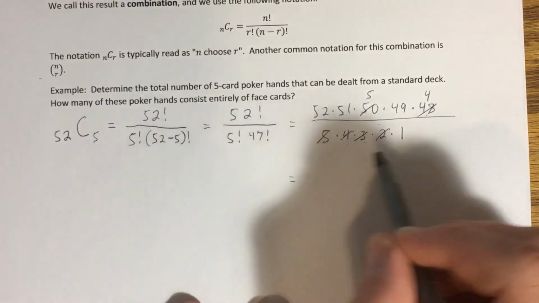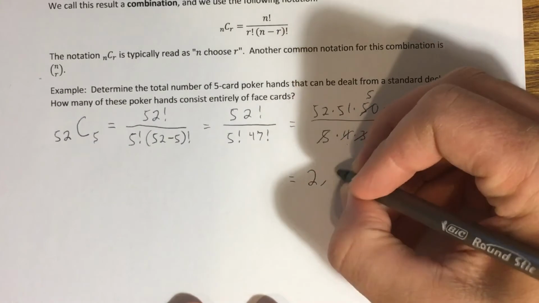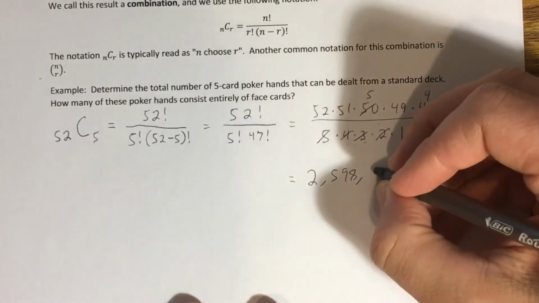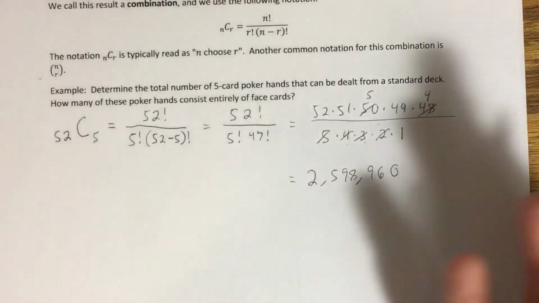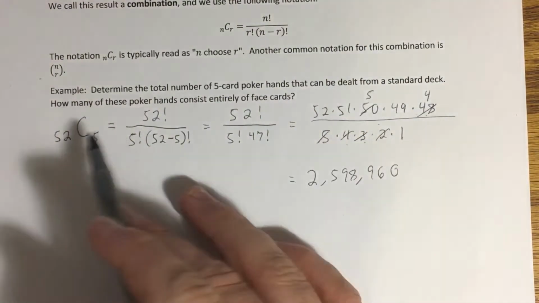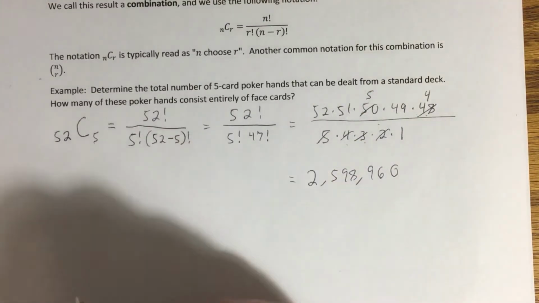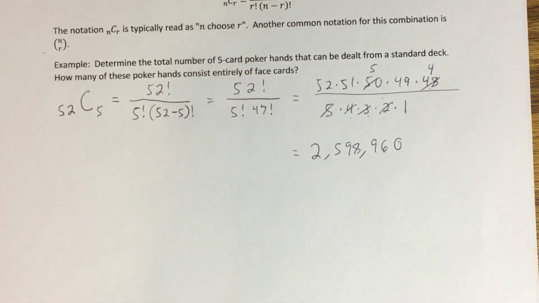You get a large number from this. 52 choose 5, once you've worked all of this out, is going to come out to 2,598,960. That's the total number of 5-card poker hands. That's a lot, right? Notice there's a follow-up question. How many of these poker hands consist entirely of face cards? This requires you to know a little bit about poker, or about a standard deck of cards.